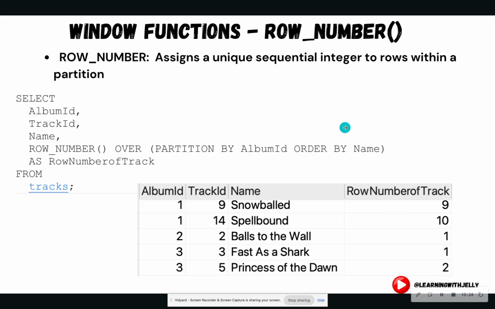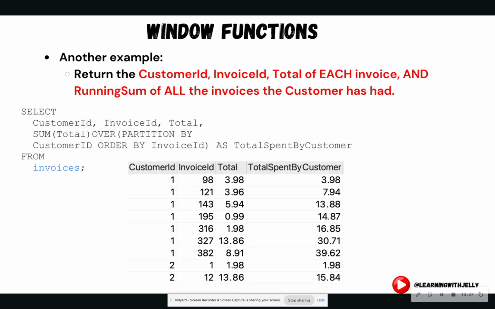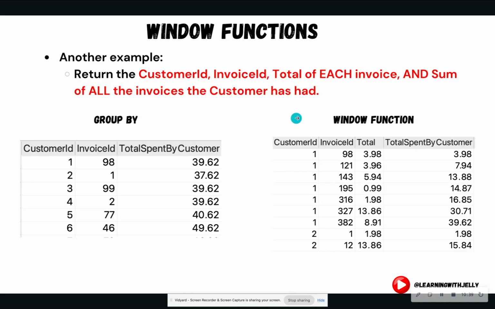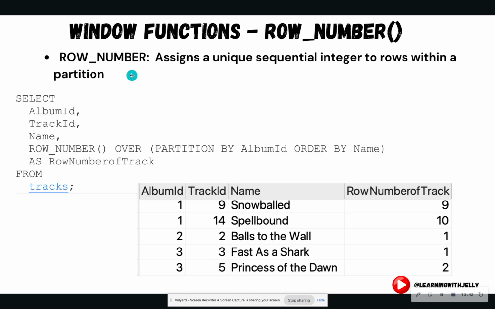So a popular function that can precede window functions, because in our previous example we used sum, right? These are normally followed by some other type of aggregate function: sum, average, count, whatever it may be. Another function that it can precede is row number. Row number is going to assign a unique integer to rows within a partition. So in this case, I want to assign a row number for every track that exists in an album.